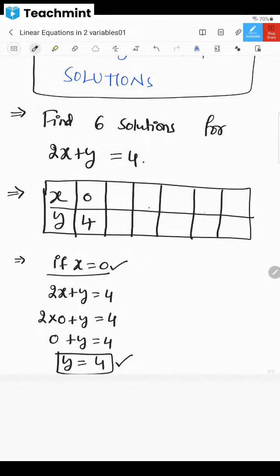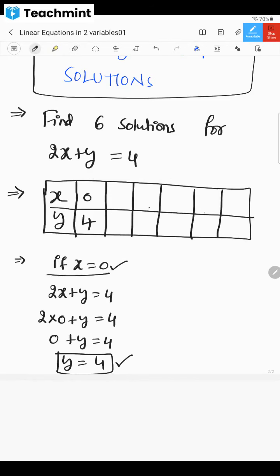Just compare here. 2 into 0 plus y is 4 means, 2 into 0 is 0, 0 plus 4 is equal to 4 only, no? So this is correct, no? Yes or no? So no need to check also. These things will come correct only.